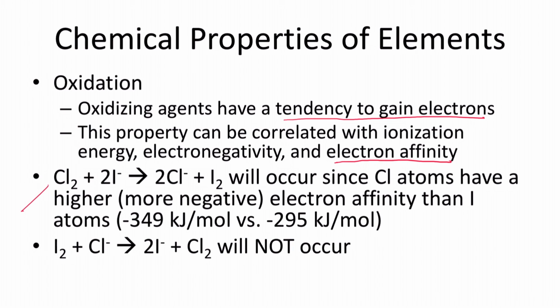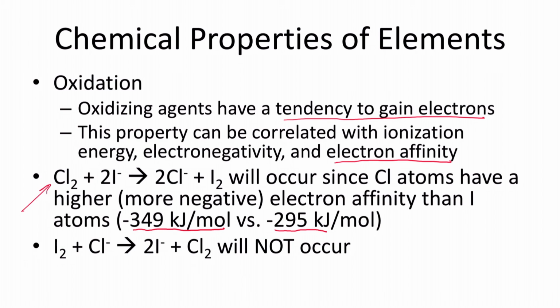So for example, if you look over here, chlorine can react with iodide to make chloride and iodine gas, or iodine solid, depending on the situation, because chlorine atoms have a much higher or more negative electron affinity than iodine atoms, right? So if you looked up the numbers, the electron affinity for chlorine is negative 349, and the electron affinity for iodine is negative 295 kilojoules per mole.